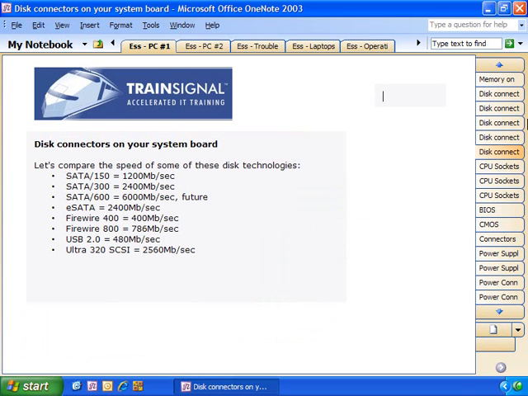All right, these different disk technologies that we talked about run at different speeds. So there's benefits to using each of these different technologies. The first one listed is SATA 150, runs at 1200 megabits per second. There's SATA 300, runs at 2400 megabits per second. And then there's SATA 600, which is a future standard, not yet out, runs at 6000 megabits per second. There's eSATA, the external version of SATA, runs at 2400 megabits per second.